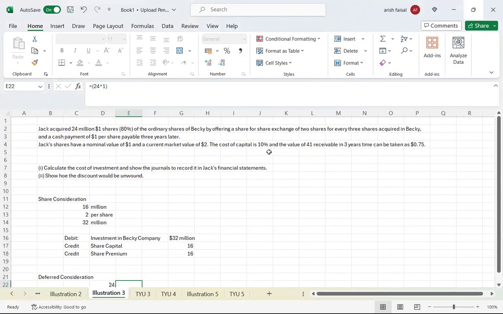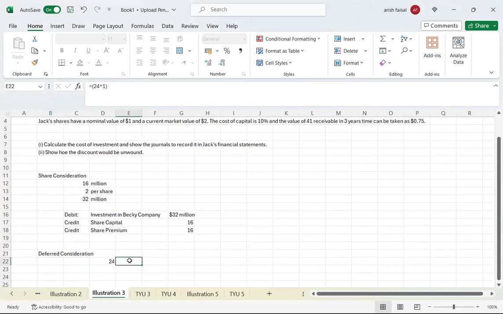But we have to bring it to its present value. And for that, they have given you the interest rate of the company, which is 10 percent, and the value of $1 receivable in 3 years time can be taken to be 0.75. So that's basically the discount factor they have provided you. Okay. In case they don't provide you with a discount factor, you should know the formula for the discount factor, which is 1 divided by 1 plus the rate of interest, which is 0.1, to the power of the number of years. Okay. So it's 1 divided by 1 plus r, rate of interest, to the power number of years. So that gives you again 0.751.